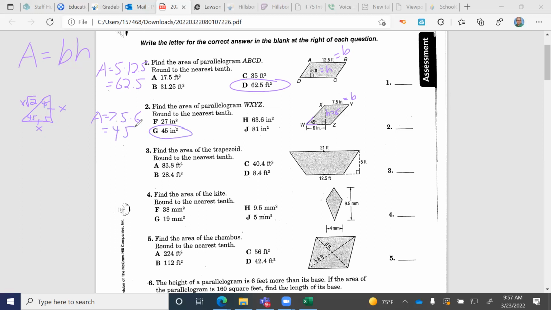Again, it is in inches squared. All right, the next one, different formula. Find the area of a trapezoid. What's the formula for area of a trapezoid?